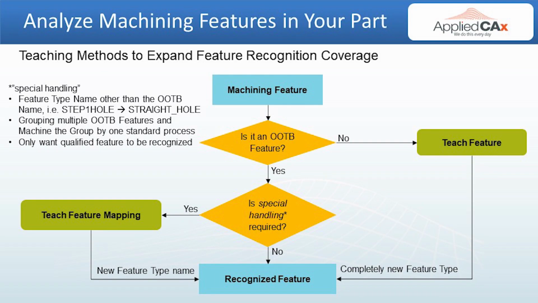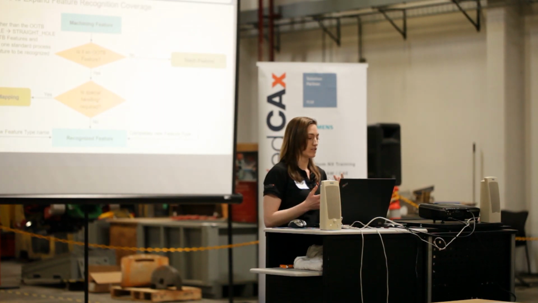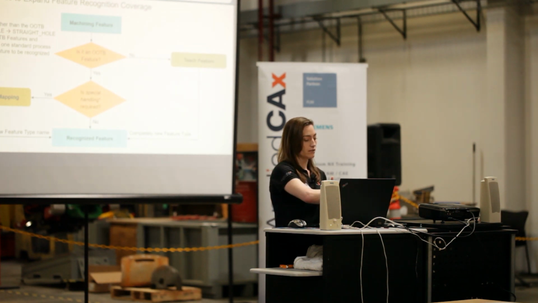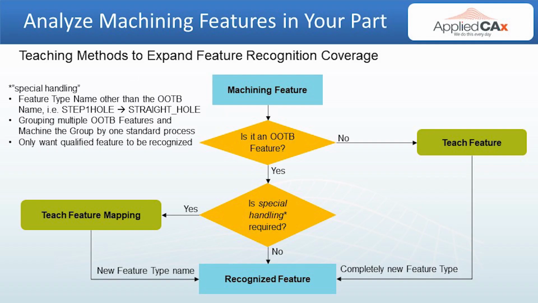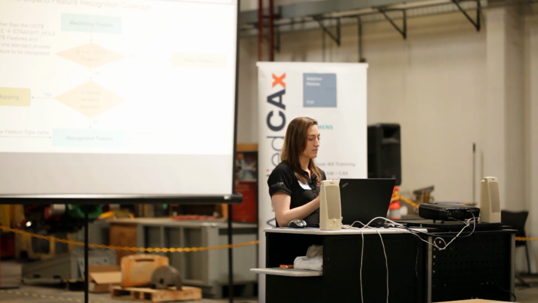So right here is just a flow chart of the process you would go through for deciding the best way to handle this for your features. So first, is it an out-of-the-box feature? If no, then you do have teach functions available to you. You could teach a feature, which teaches NX to recognize features that are maybe unique to your industry. You can also change the out-of-the-box names using teach feature mapping. So if the step names are confusing for you, or if you just have specific names for your features, you can use that to make it a little more user-friendly for you.